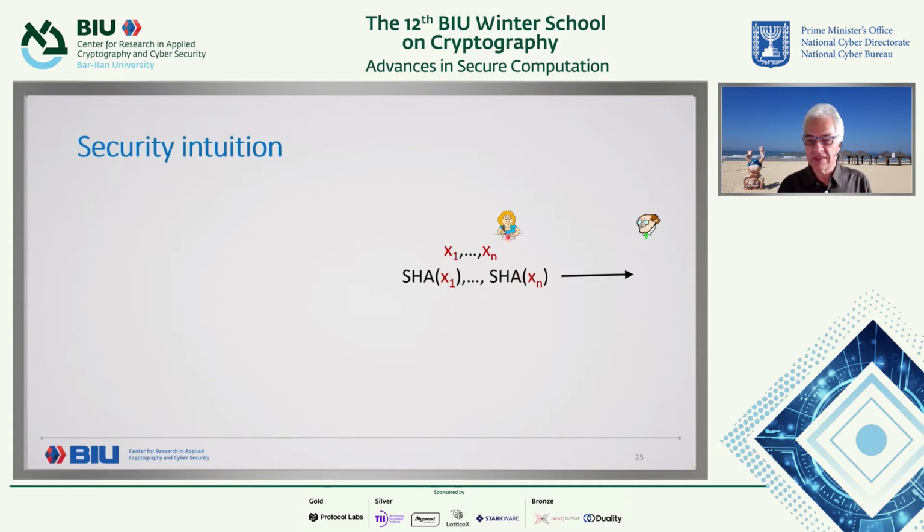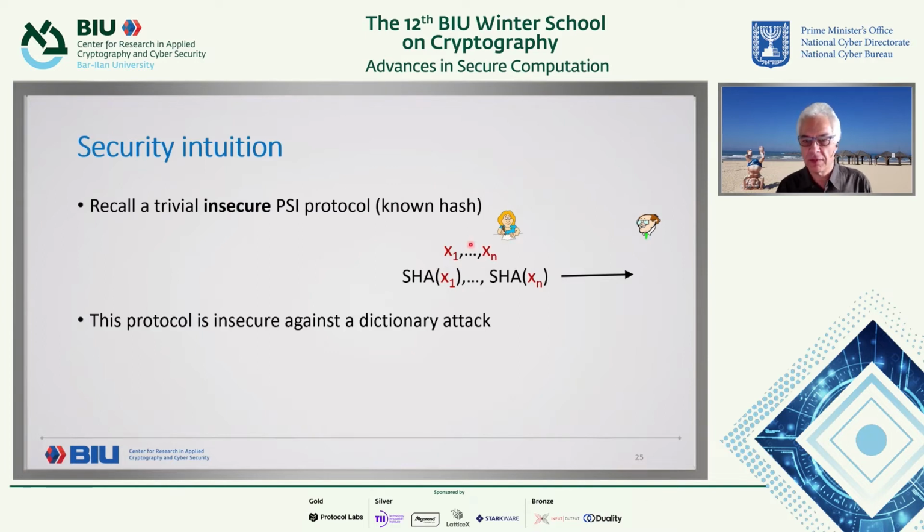But if Alice's inputs come from a small domain, say it's a phone number, then Bob can run a dictionary attack over all possible phone numbers, compute SHA over all these numbers, and compare them to the values he received from Alice. So the attack against this trivial but insecure PSI protocol is that Bob can compute the function himself over the entire domain of possible inputs for Alice.